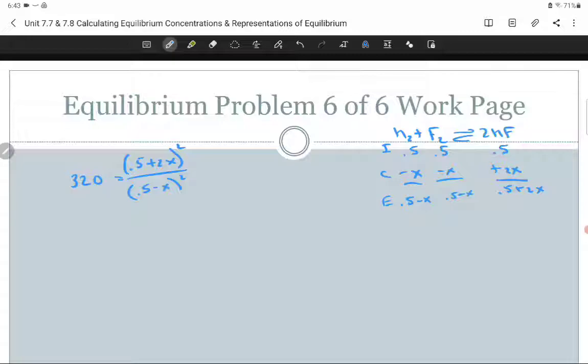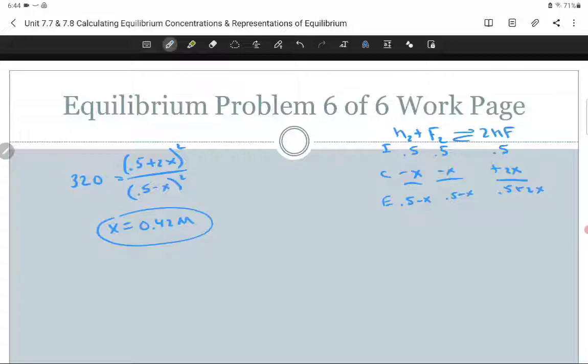Take the square root of everything, rearrange your x's. To save us a little bit of time, I'm going to go to my answer for x, but I broke that first one down where we had to do that. Take the square root of 320, take the square root of 0.5 plus 2x, take the square root of 0.5 minus x. By the way, both those were to the powers of 2. So is x our answer?